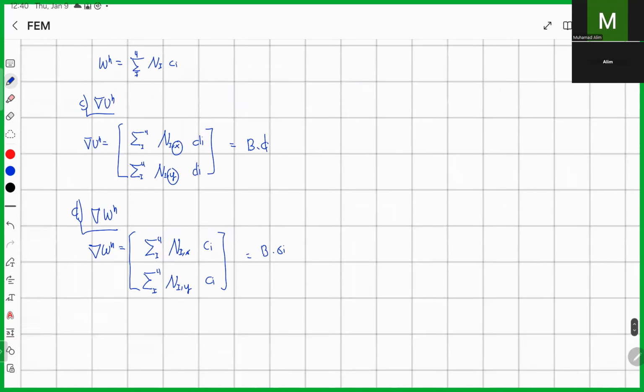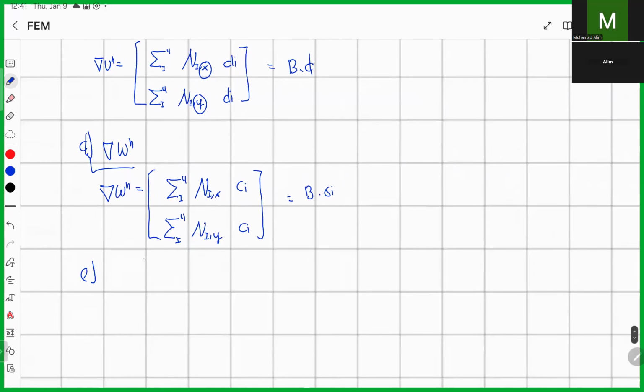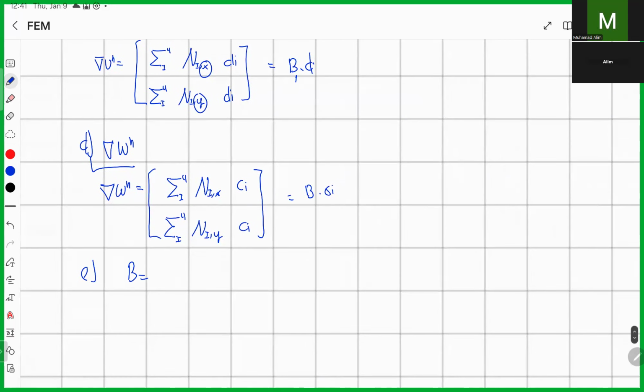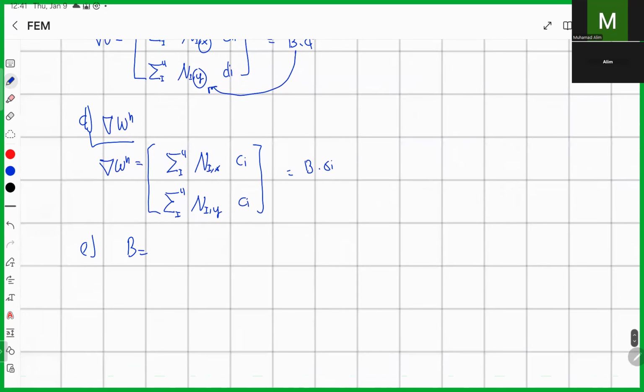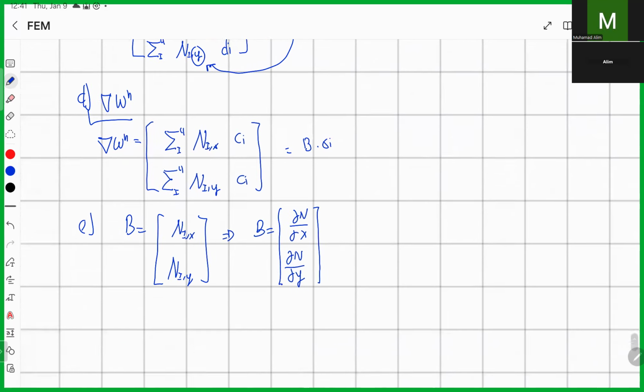So we can also define our B. It's very obvious that B here equals N_i,x, and also N_i with respect to y. Some references conveniently mention it this way, okay, because they want to make the reader understand more about what they're doing here.